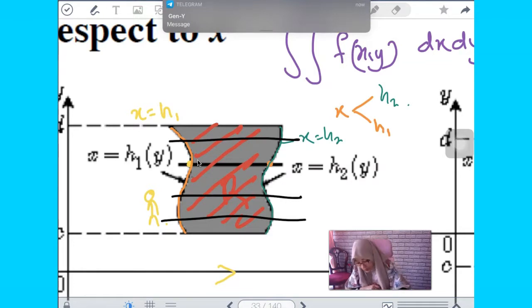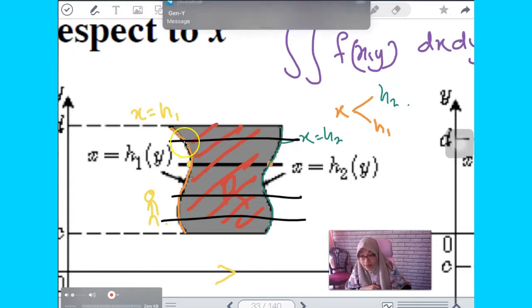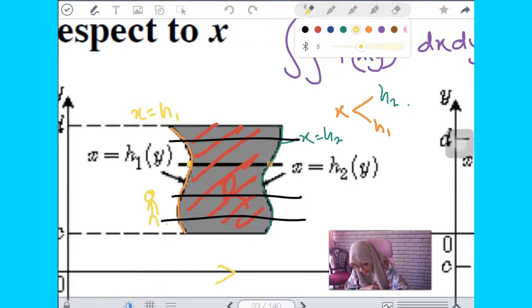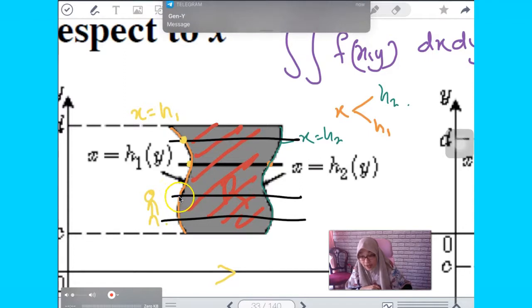Okay, so if you choose this line, what is the lower bound of x? The lower bound means the smallest value of x, the smallest point. So that is the point, and that still belongs to h1. Similarly, if you use this line, what is the smallest x that you can have along that line? You have this, and this one, you have this.